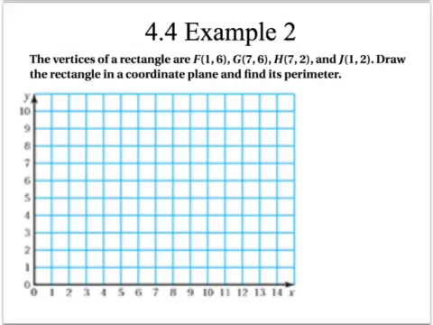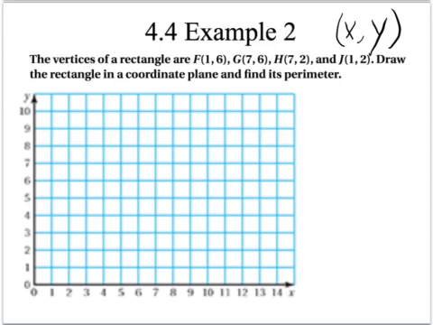The vertices of a rectangle are F(1, 6), G(7, 6), H(7, 2), and J(1, 2). Draw the rectangle in the coordinate plane and find its perimeter. So remember, again, every coordinate point is the point X and then point Y. So you go on the X-axis first and then the Y-axis. So F is (1, 6).